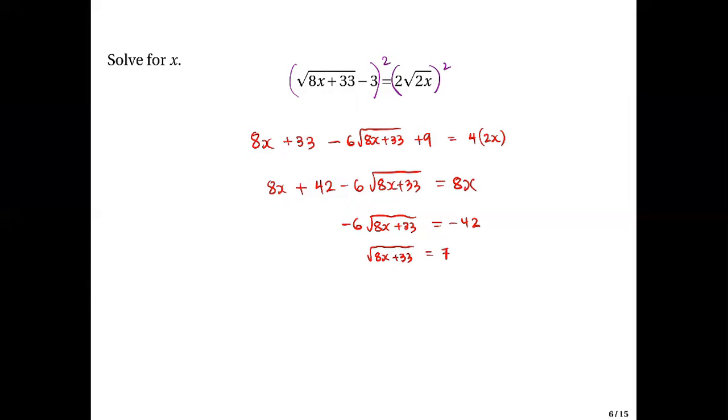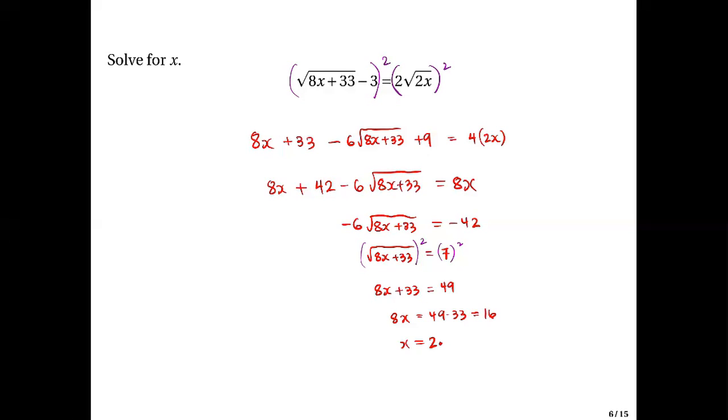And then what? We square both sides. On the left-hand side, we'll just have 8x plus 33. On the right-hand side, you get 49. And then we solve for x. So we have 8x equals 49 minus 33. 49 minus 33, this is just 16. Therefore, x is equal to 2. Okay?